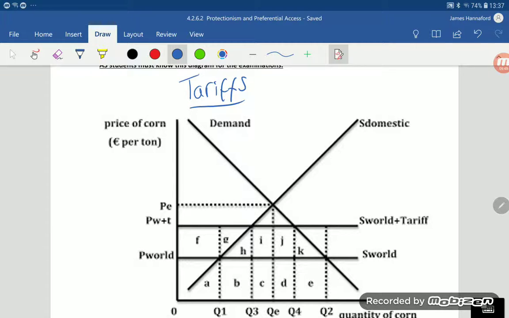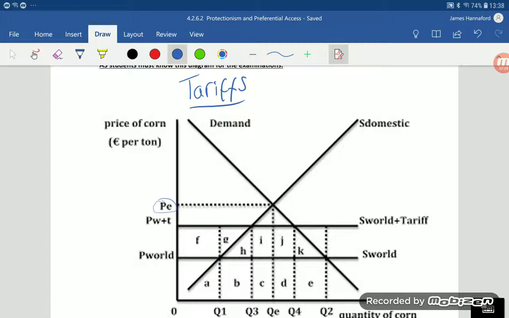Okay, so if we look at the diagram, we can see PE. Now PE here is where the corn would be supplied entirely by the domestic producer. In other words, at this point here, supply and demand are exactly equal. All corn is provided by the domestic farmer. However, this is obviously not the case because we have S world below. So if you can see S world just below where I've just circled here, we can see that the price is much lower than the initial equilibrium.